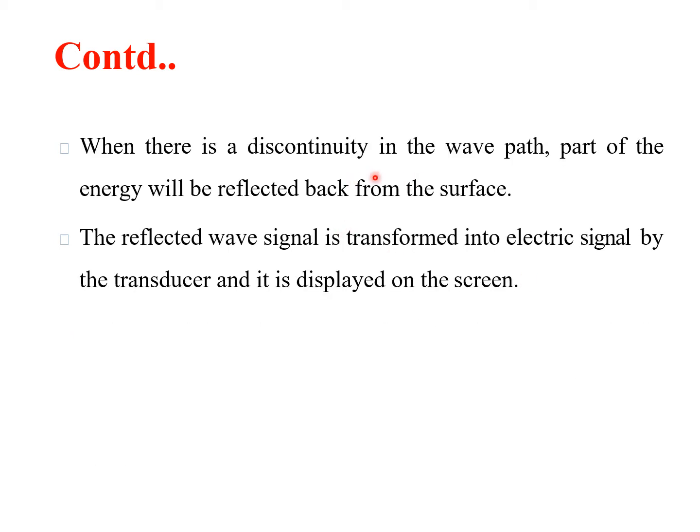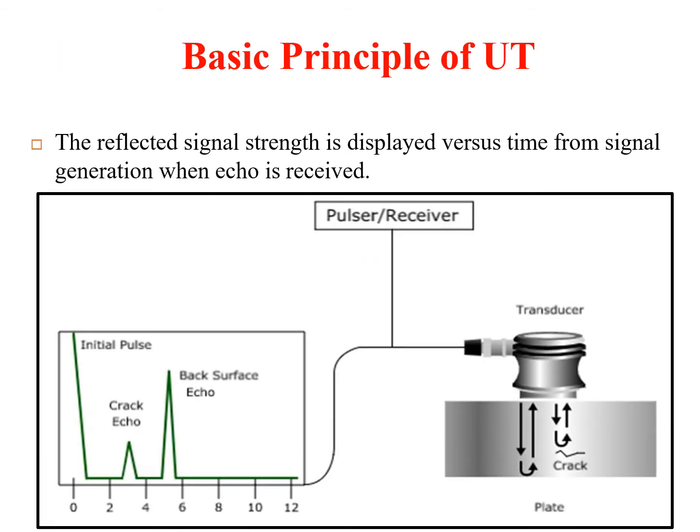Now, when there is a discontinuity, that is, if you have a crack or any sort of defect that causes a discontinuity in the path where the sound is traveling, part of the energy will be reflected back towards the surface. The reflected wave signal that is received by the machine is then transformed into an electric signal by the transducer, and it is displayed on the screen.